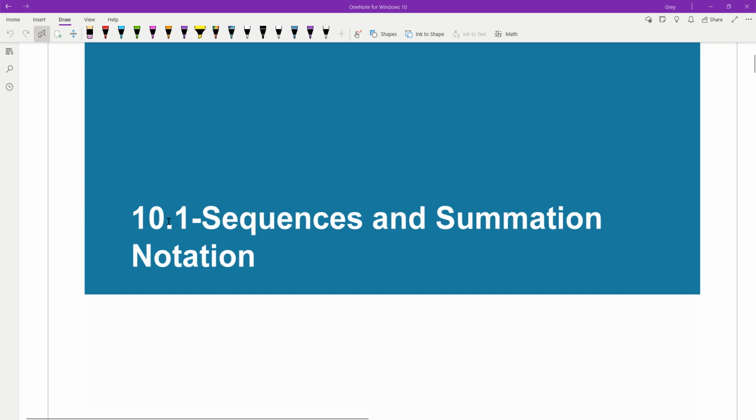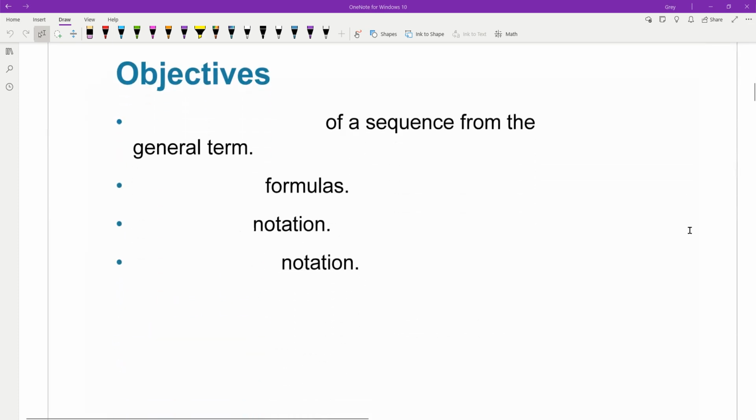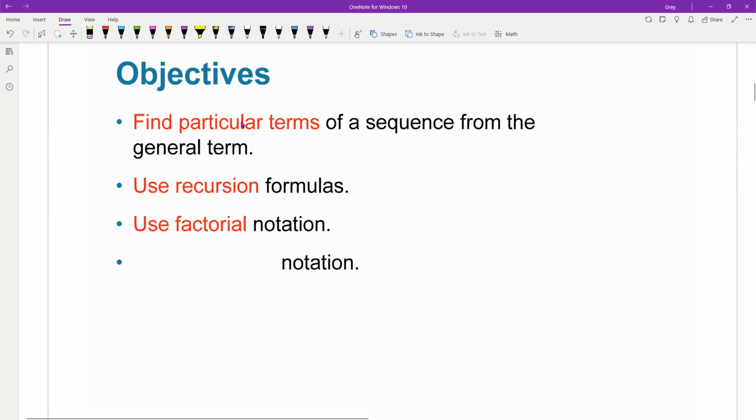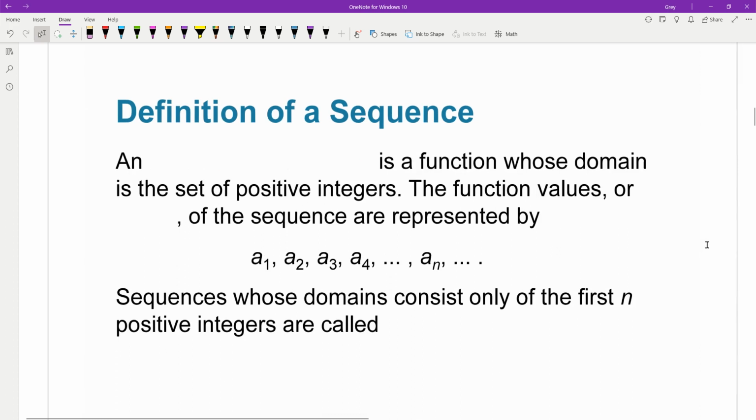And we're going to start this lesson 10.1 with Sequences and Summation Notation. In this lesson, we are going to find particular terms of a sequence. We're going to use the recursion formula, we're going to use factorial notation, and we're going to use summation notation. It's all about patterns in life and patterns in math. So I hope you'll find this an enjoyable chapter.